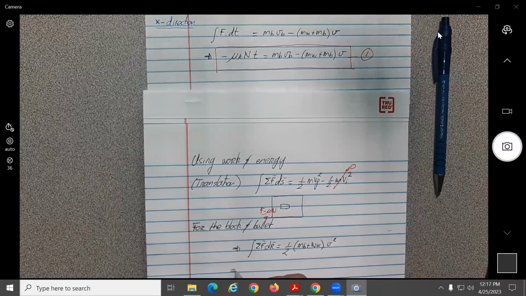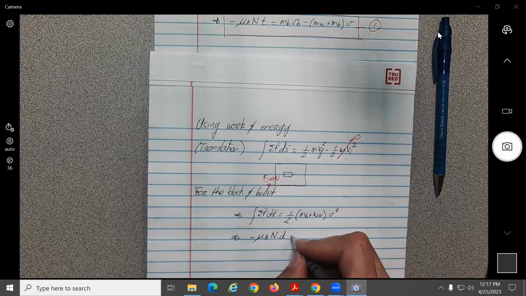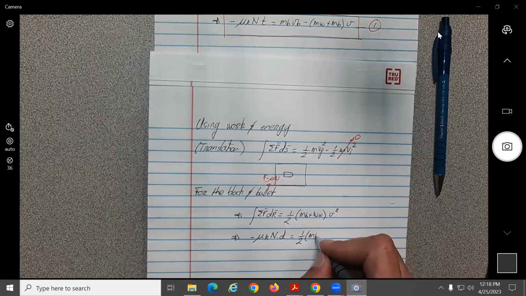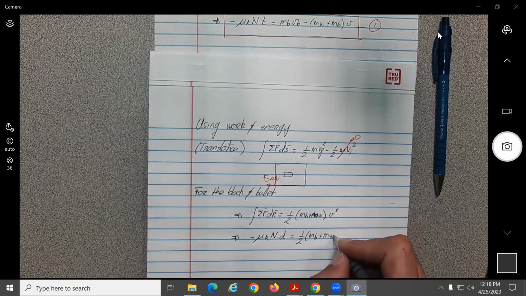Okay, and what is the force doing work? The friction force. The friction force is minus mu sub k N times d, which will be equal to 1/2. Okay, so now we got it. M sub b plus, what did I put? Sorry, m sub w here, I'm not paying attention, m w, d square.